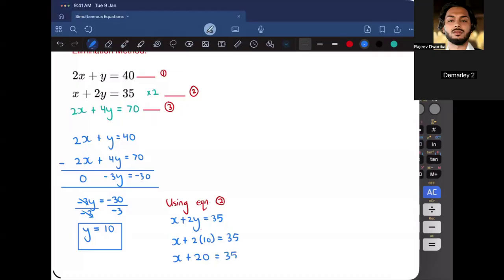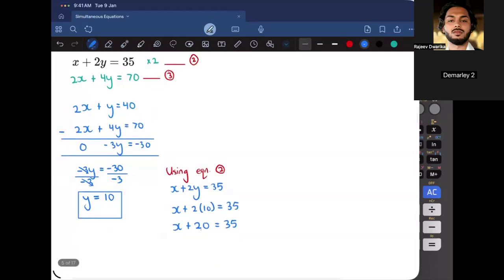And so I want to find x. And so what should I do? You're going to move the 20 over to the other side. And so x will be equal to 35 minus 20, and that will be equal to 15. And if that's the correct answer, it should do what to both of my equations?